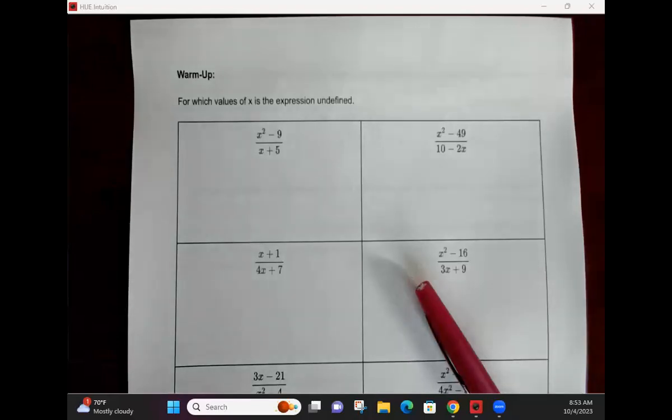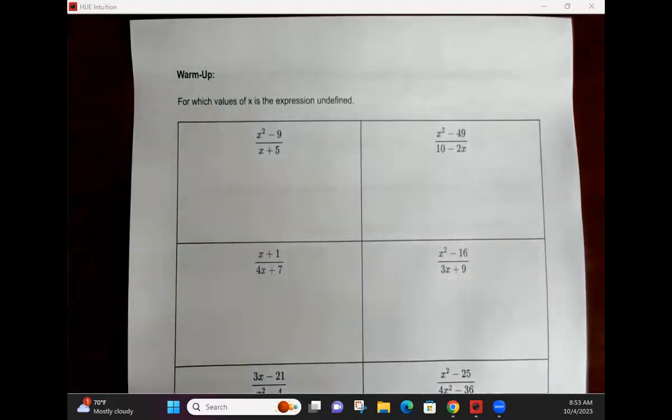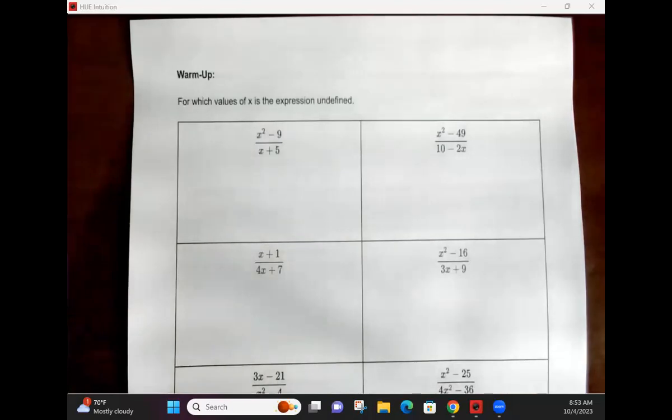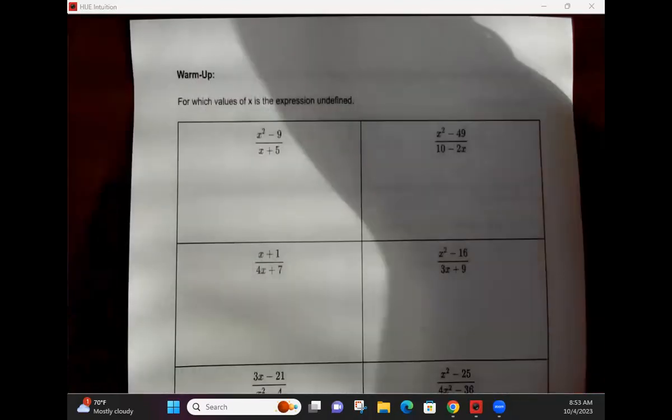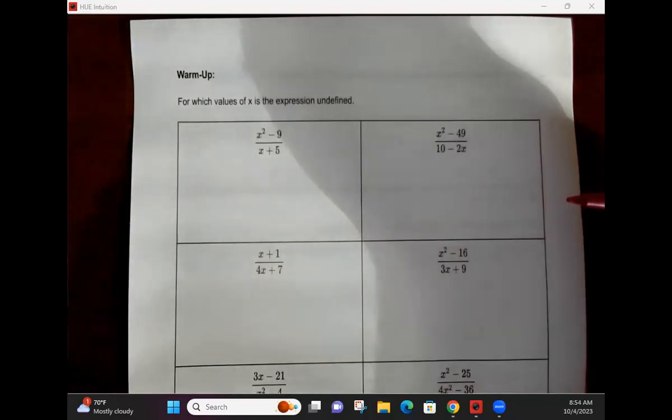Alrighty, we are going to start with a couple of warm-up problems. We're still talking about domain from functions, but we're going to see a little bit different type of functions today. So I want to start with warm-up problems where we determine what values for x would make these functions undefined.